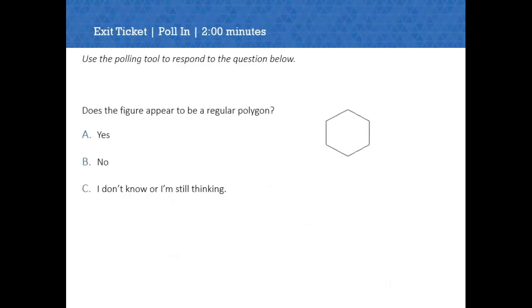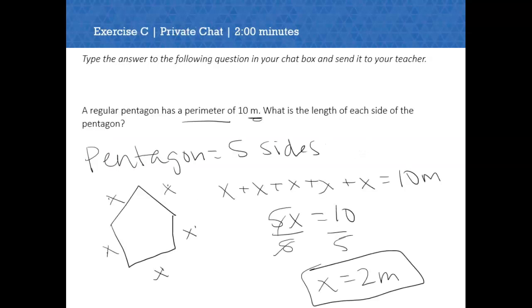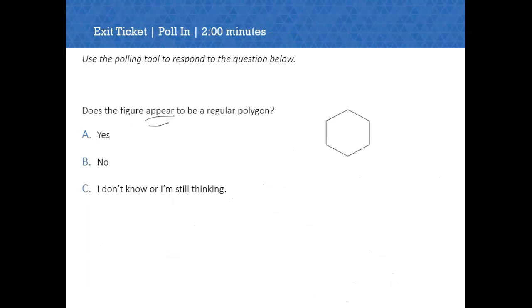Oh, one thing I should have mentioned. This says regular pentagon. And remember, regular means the sides have the same length and the angles have the same measurement. So that's how I knew each side was X, because they all have the same length. All right, does the figure appear to be a regular polygon? Do the sides look the same? And do the angles look the same? I think yes. They're not going to be super tricky. So if it looks like it, then it is.